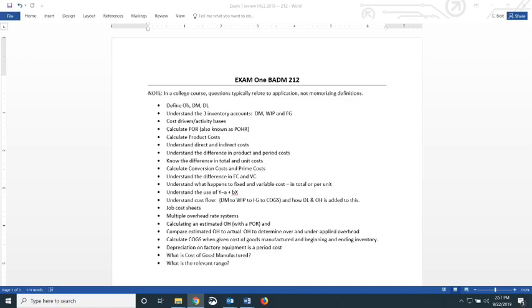The textbook we're using is Garrison, Noreen, and Brewer. And let's get started. This review guide that I have prepared, I'm just going to go through just as if we were in class. And the first most important note that I have to remind you is that this is a college course. And in a college course, we are going into application, not definitions.